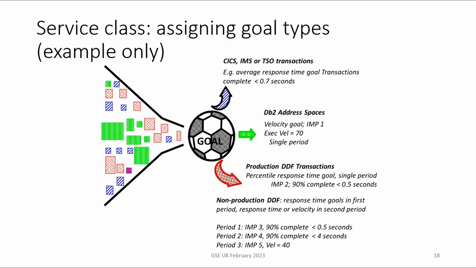And then if it still hasn't completed, it'll go to period 2, and 90% of those should complete in 4 seconds. And if it still hasn't finished, then I'm going to push it down to importance 5 and let it just run, and hopefully it'll achieve a velocity of 40. So that's just an example of how this works.